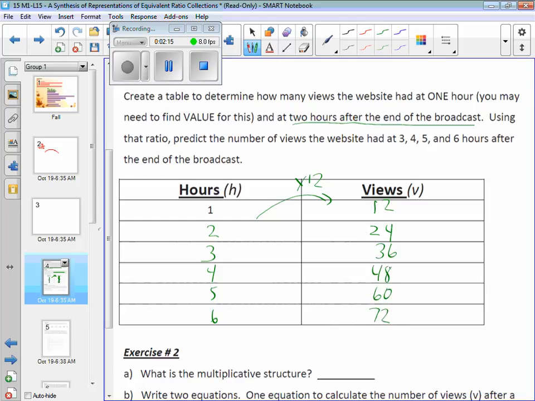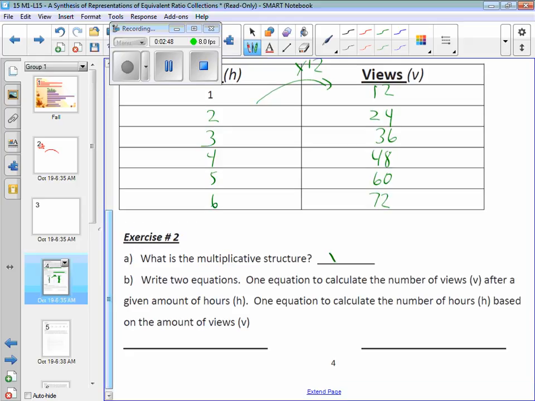So how's that look? We good? What is the multiplicative structure? Ethan, I'm going to go to you on this because I know we just worked on it. What are we multiplying by between the hours and the views? Times what? You got it. Multiplicative structure is times 12. Stephen, what is the value of the ratio? Good.